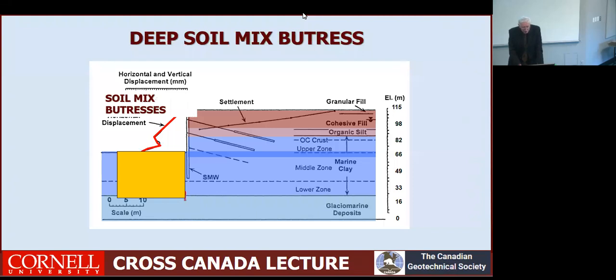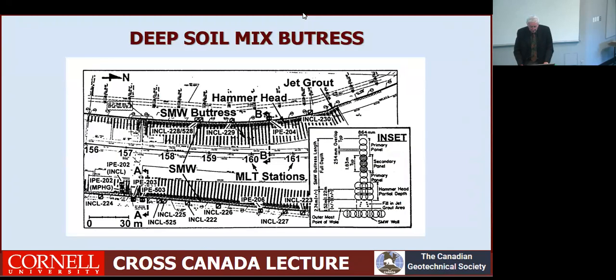So we get what we call a soil mix buttress. That has to be connected to the existing wall. So we did that with jet grout, because you can't use soil mix to make a strong contact. That has to be done with jet grouting technology. And so we were able to connect the existing wall with a shear key that we could found either in the glacial marine deposits beneath or somewhere in the clay, provided it was deep enough below the base of the excavation. So there's the jet grout there.